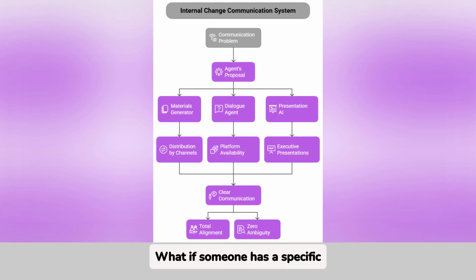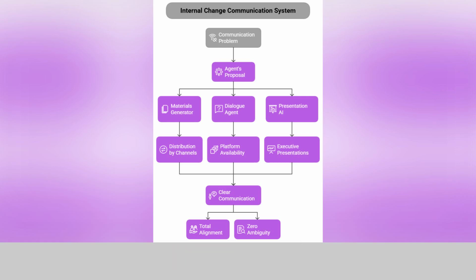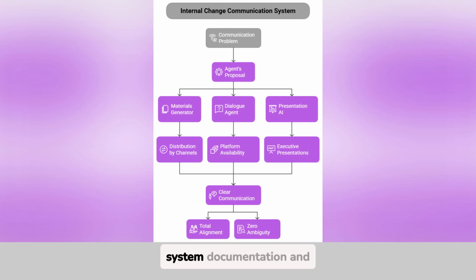What if someone has a specific question or wants to review something days later? This is where the second subagent comes in, the dialogue agent. It's a chatbot trained with all the system documentation and materials generated by the other subagent. Your team can ask it in natural language: "How do I register a lead now?" or "Where is the new quote form?" and receive a clear response with a direct link to the most up-to-date resource.